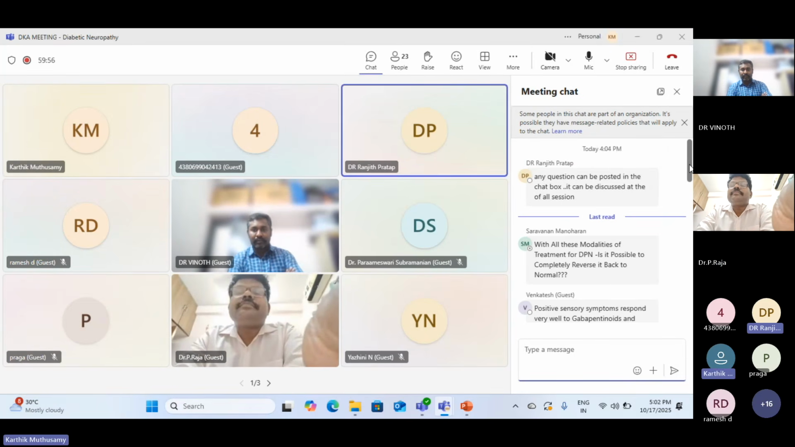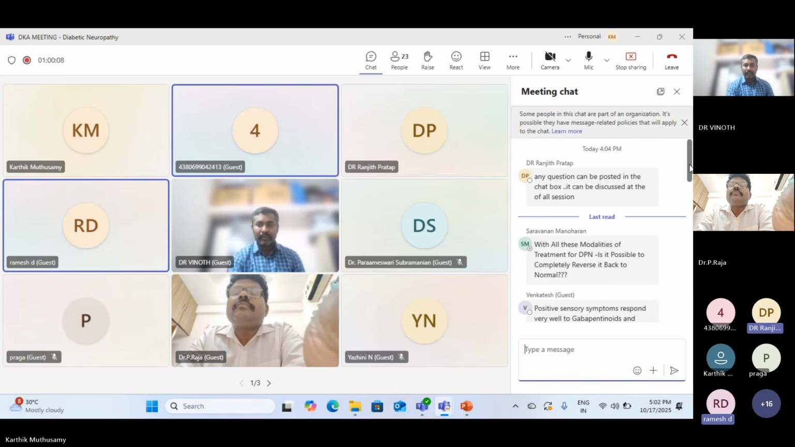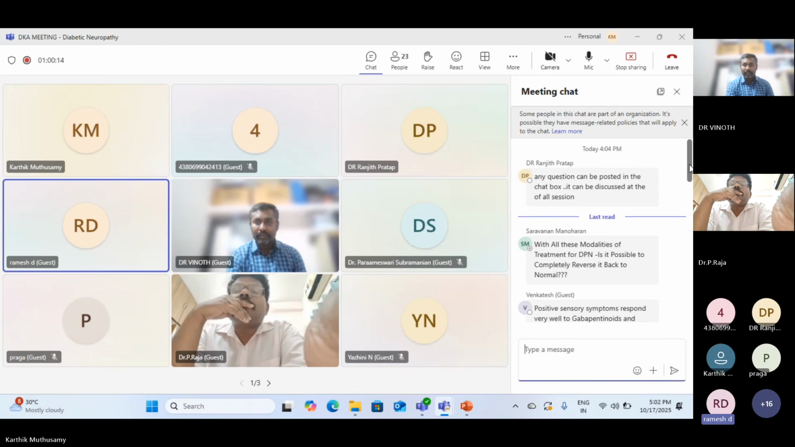With all these modalities of treatment for diabetic peripheral neuropathy, is it possible to completely reverse it back to normal? We cannot completely reverse it. We can delay the progression of the neuropathy, but it is not completely reversible.